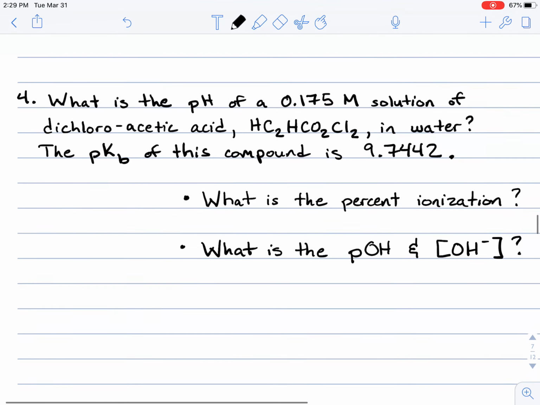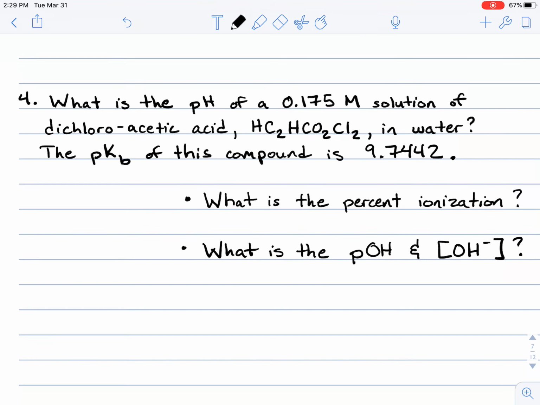So for our first example for this video, let's go ahead and read the question. What's the pH of a 0.175 molar solution of dichloroacetic acid in water? And in this scenario, they gave us the pKb. So the pKb of this compound is 9.7442. And we're going to go ahead and address the percent ionization and the pOH and the concentration of hydroxide ions after we determine the pH of the solution.